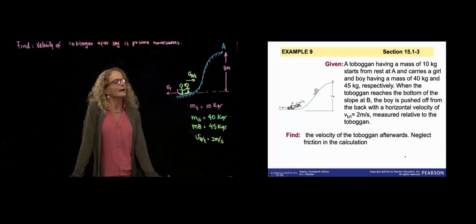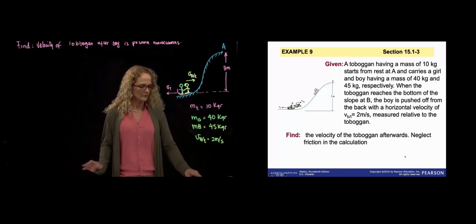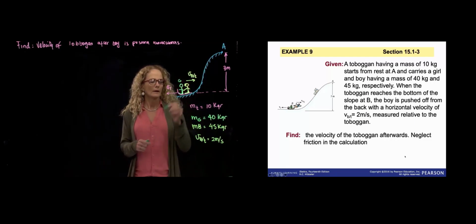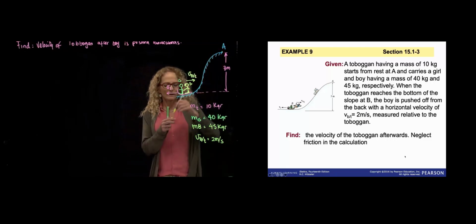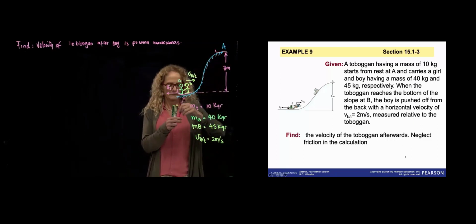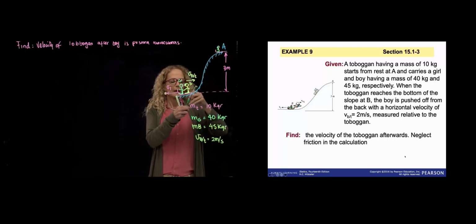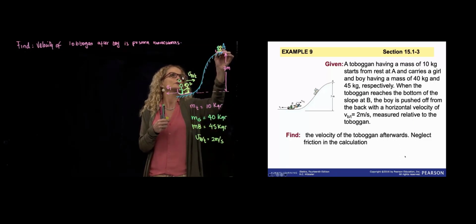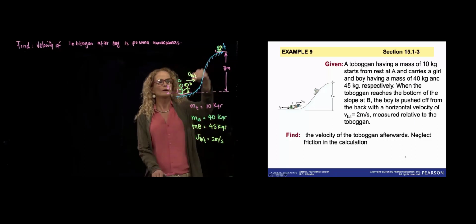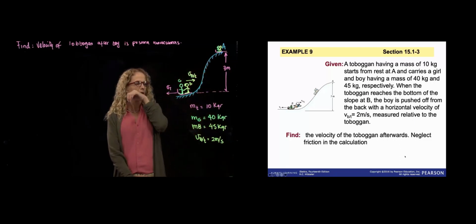Hi, we are analyzing problems using the principle of impulse and momentum. So here we have a girl, in green, and a boy. They are together in a sled, so they start here at A, and they go down the slope with no friction. So friction between the toboggan and the slope is neglected.